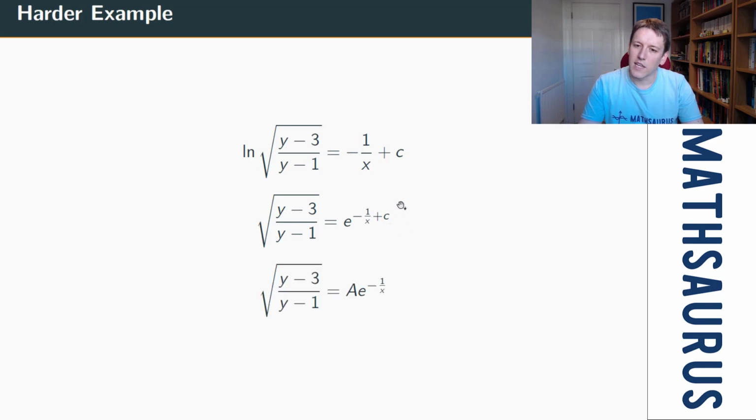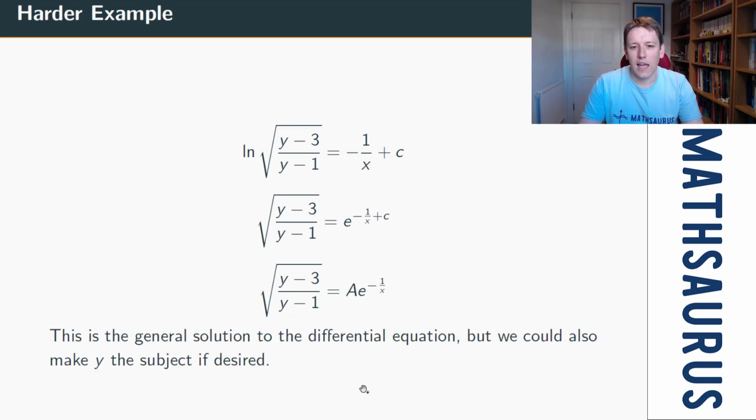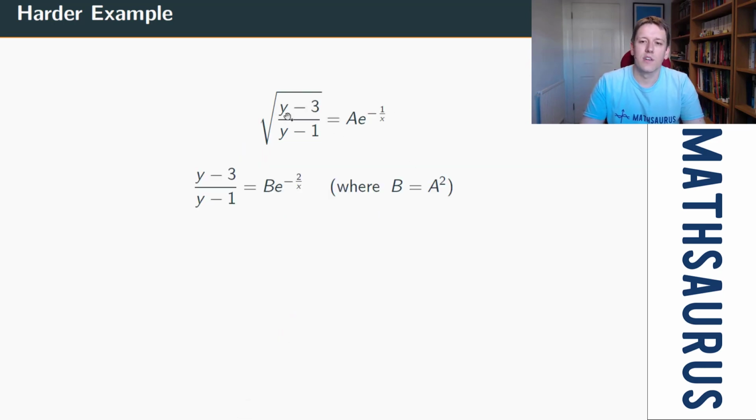And again, the c is in the exponent here, so we could rewrite that as we did before, thinking of this as e to the minus 1 over x times e to the c, and just replace it with a constant a. And again, this is also a perfectly good form. As I'm saying here, we could make y the subject, and to do that we could just square both sides of the equation.